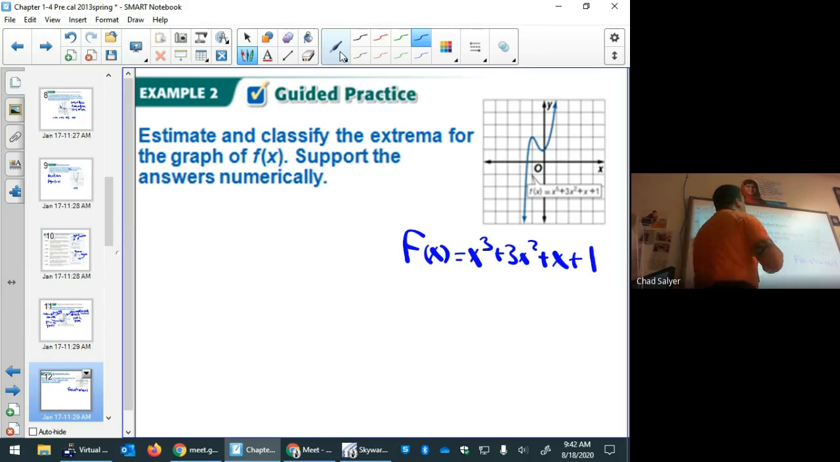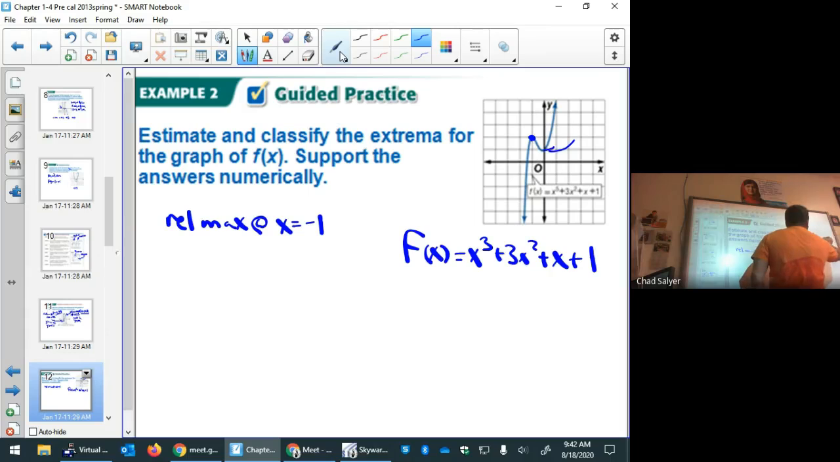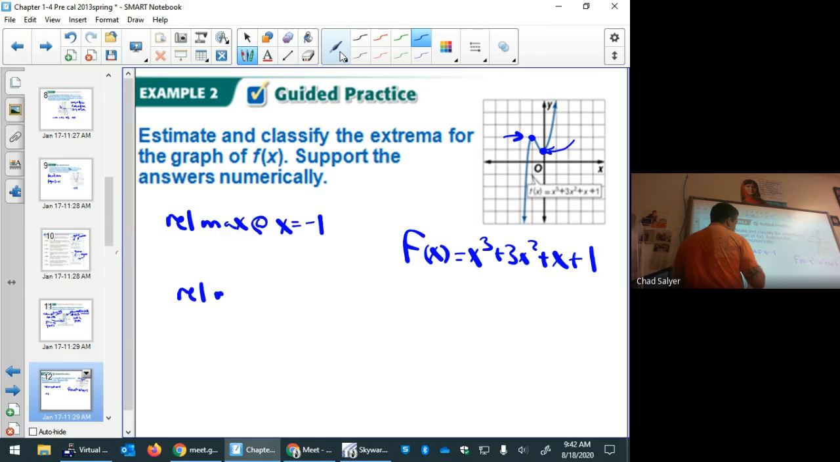Okay, so I'm assuming you're back. First of all, it looks like a relative max, and it looks to me like that occurs at x equals negative 1. And then a relative min right here, at about x equals negative 0.2 or something, just less than 0.